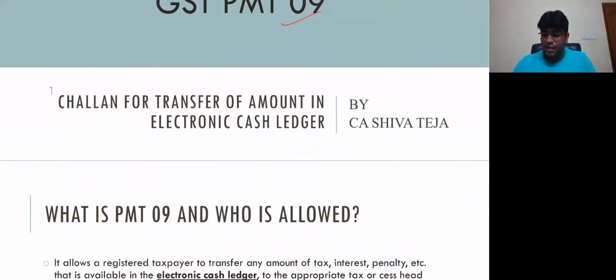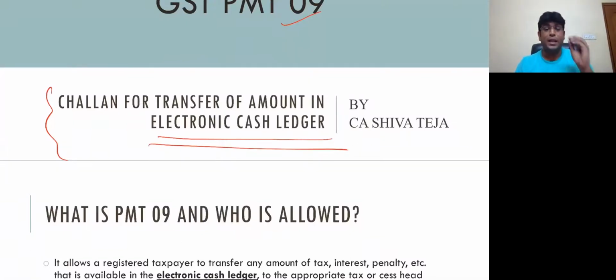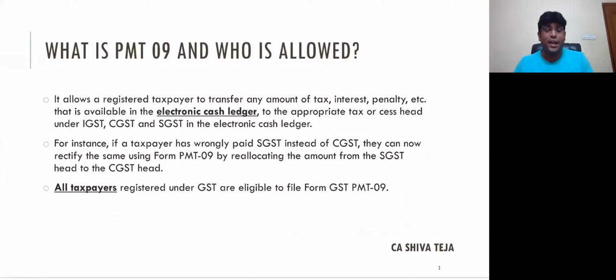And if you observe here, there is a challan for transfer of amount in electronic cash ledger. Let me repeat that word. It is electronic cash ledger. Now, what is PMT 09 and who is allowed to file? It allows a registered taxpayer, obviously, a registered taxpayer to transfer any amount of tax, interest, penalty, etc. that is available in electronic what ledger, friends? Cash ledger, to appropriate tax or cess head under IGST, CGST or SGST in electronic cash ledger.